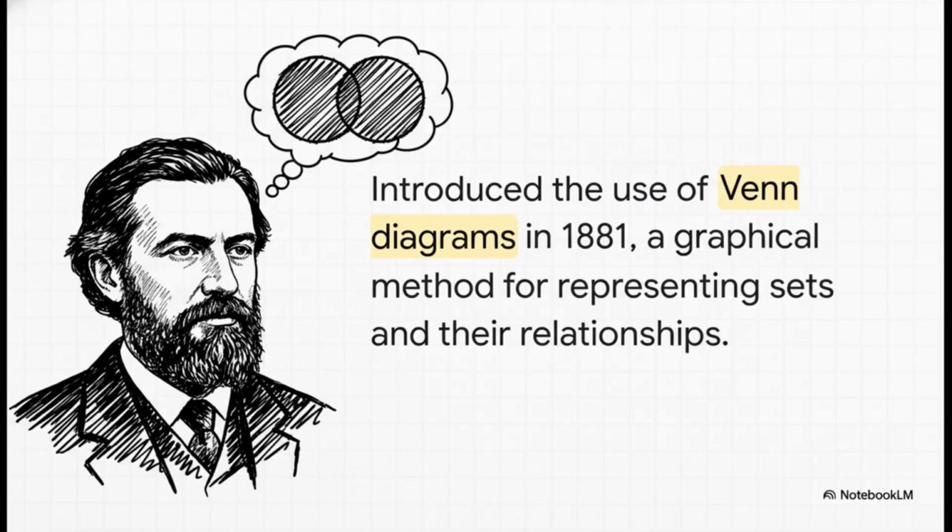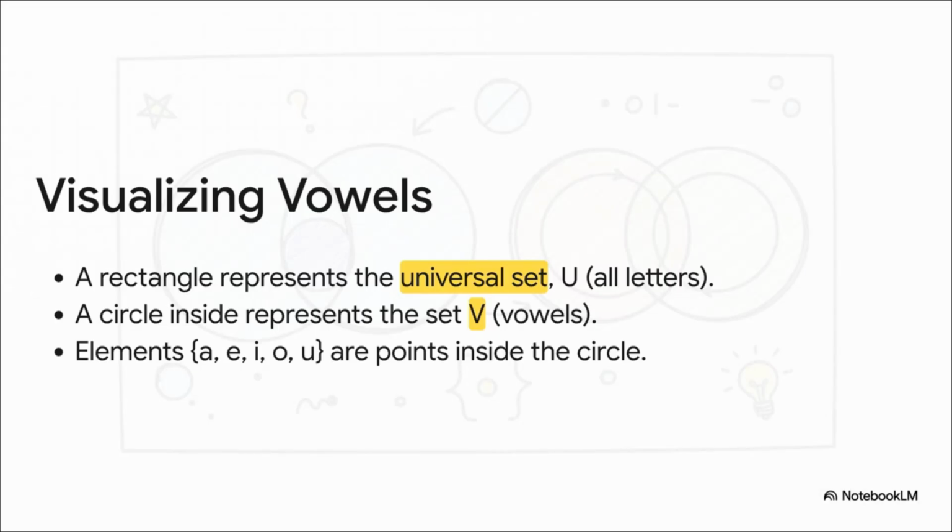And to help us see these ideas, we have this guy to thank, the English mathematician John Venn. Back in 1881, he came up with a totally brilliant and simple way to draw sets and see how they relate to each other. And his idea is just so clever. We draw a big rectangle, and we call it U for the universal set. Think of it as everything that could be in our set. In this case, maybe all the letters of the alphabet. Then, inside that box, we draw a circle for our specific set, V, which is just the vowels, and the elements A, E, I, O, U are just little dots inside that circle. It's a fantastic way to visualize what's going on.